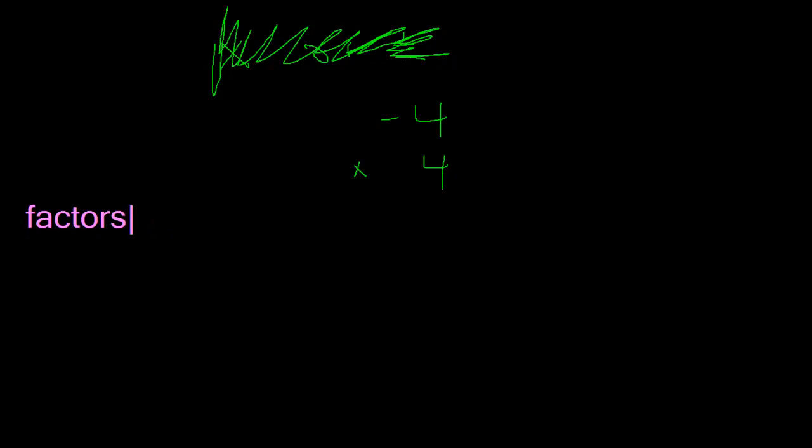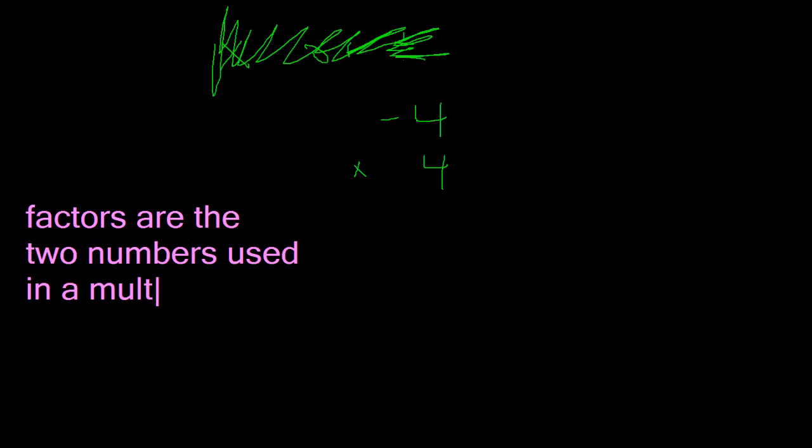Factors are the two numbers used in a multiplication, and the result is the product, like 2 times 2 equals 4. 2 and 2 would be the factors, and 4 would be the product. So now we get that. Let's go back, and now that we know the terminology, let's say we have these two as factors, 4 and 4.